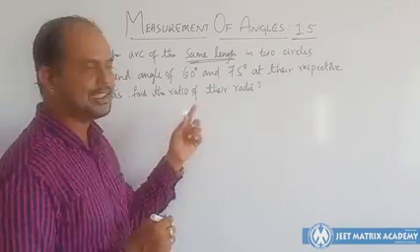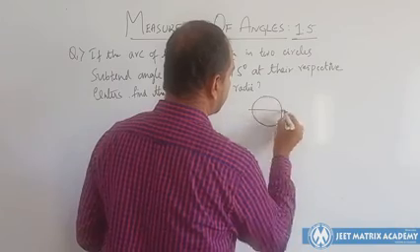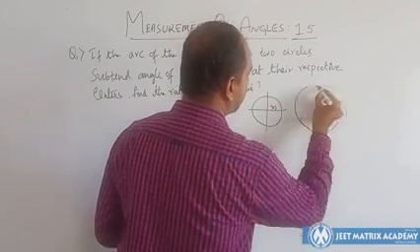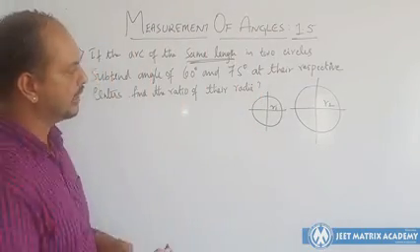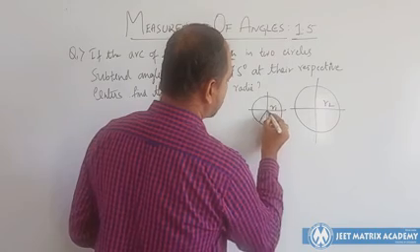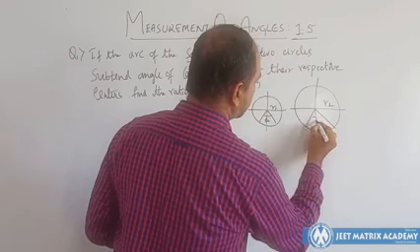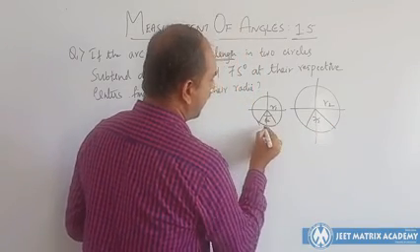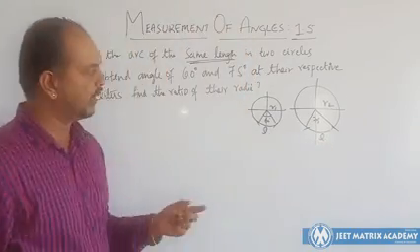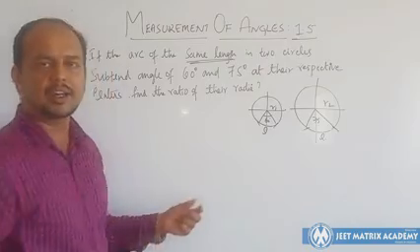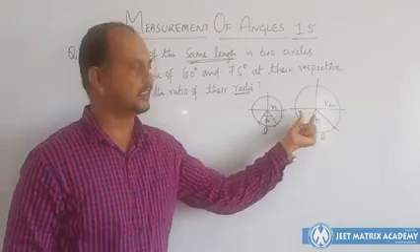They said the radius of the circle is different. First one has radius r1, the second one is bigger, r2, different radii. This will subtend an angle of 60 degrees, this will subtend an angle of 75 degrees. Remember this arc length will be the same, L equal to L. Only theta and radius will be changed. So you need to find the radius ratio.